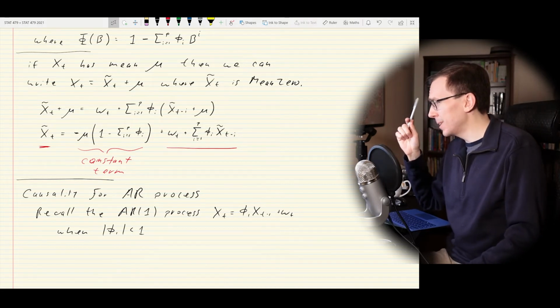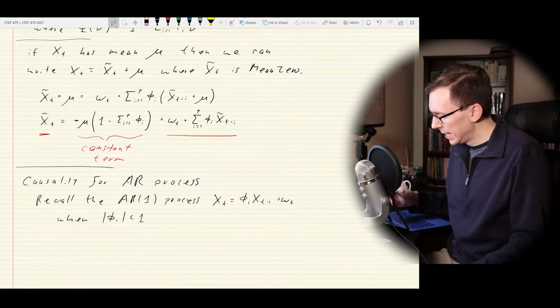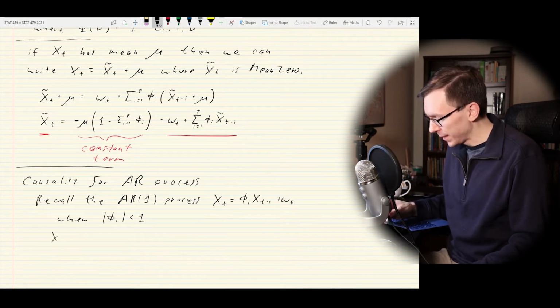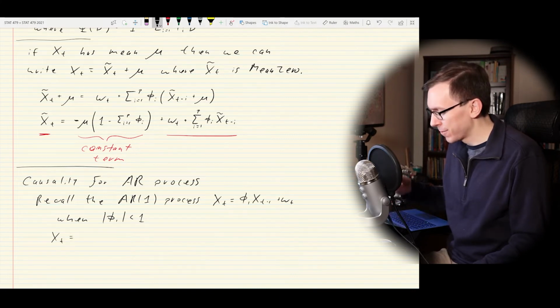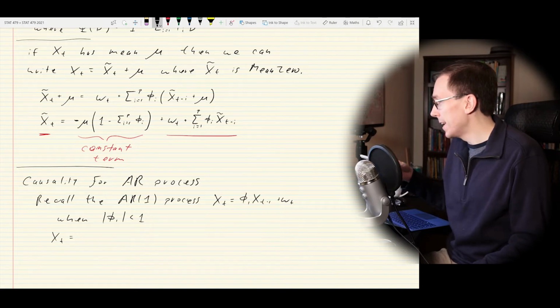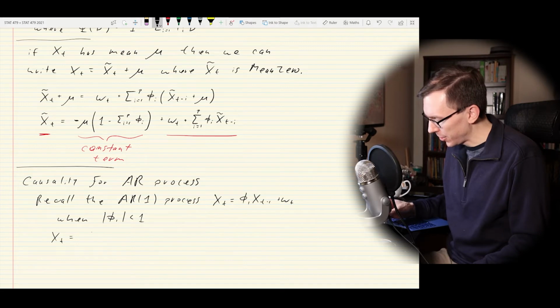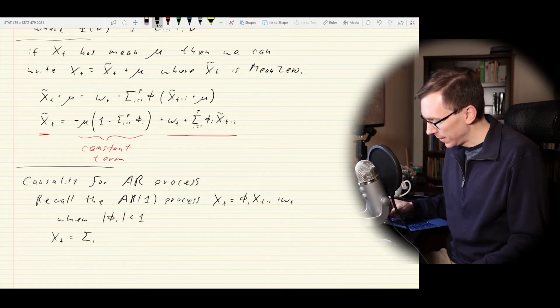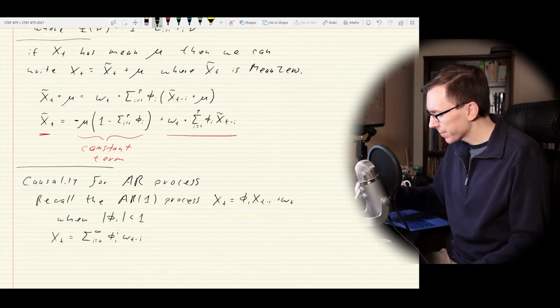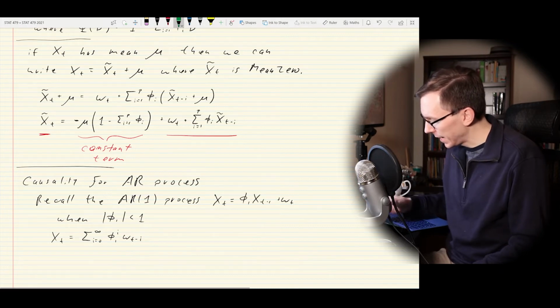So let's look at that process again. Well, we know from what we looked at before in this course that if phi sub 1 is less than 1 in absolute value, then I can rewrite this process in terms of a linear process. Here i is going to be from 0 to infinity, and we have phi 1 to the ith power times w t minus i. So the idea is that this here is a causal linear process.